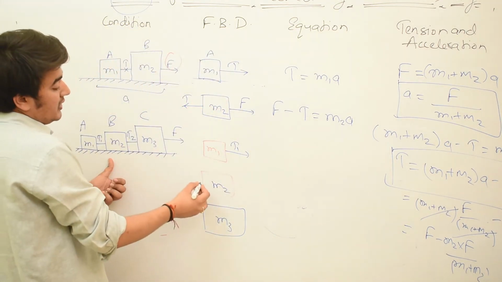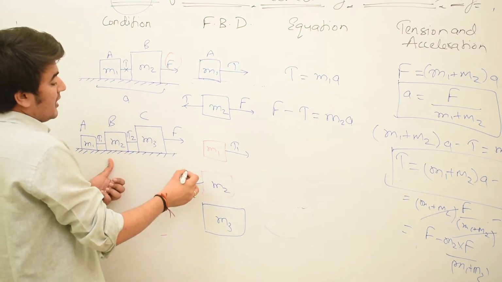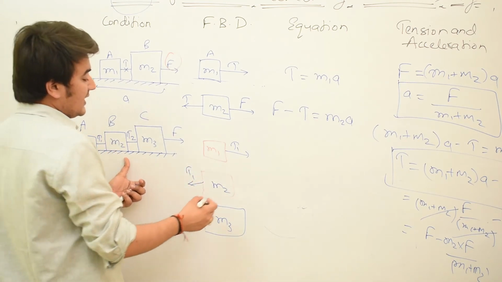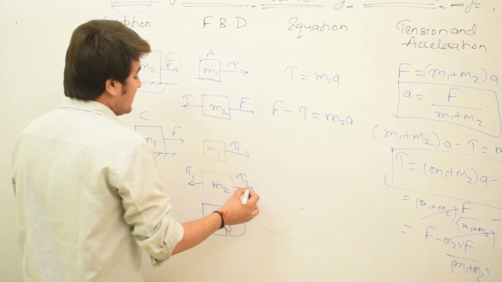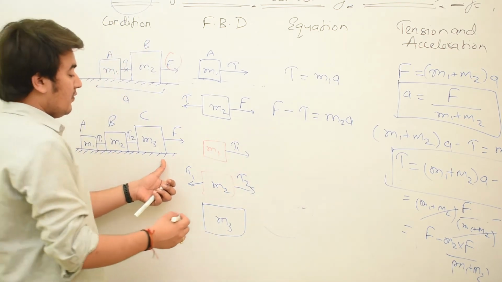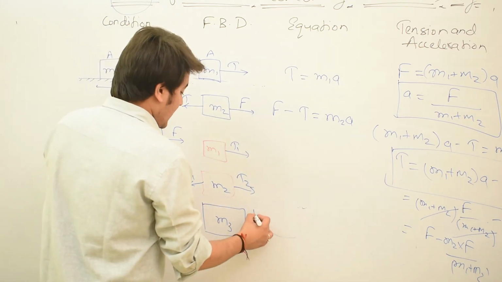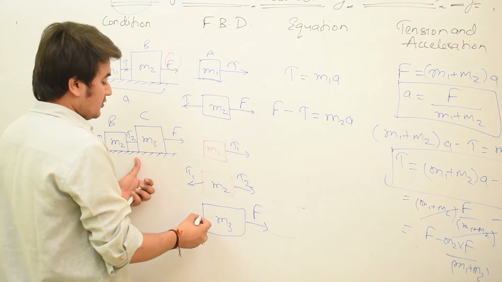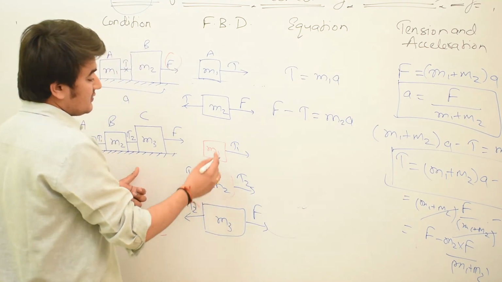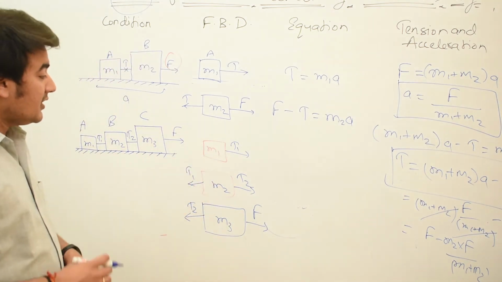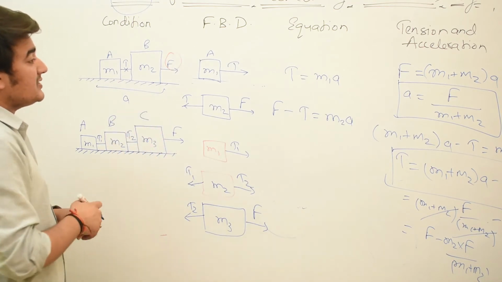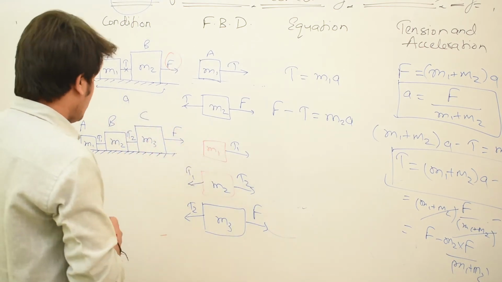Exactly. So in body number m2, T1 will be applied away from the body. And T2 will also be applied away from the body. Force F will be applied on the right hand side, and T2 will be applied away from the body. This will be our free body diagram. Could you please tell me the equation of all three bodies?